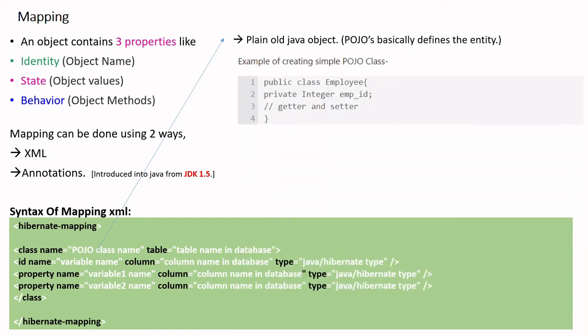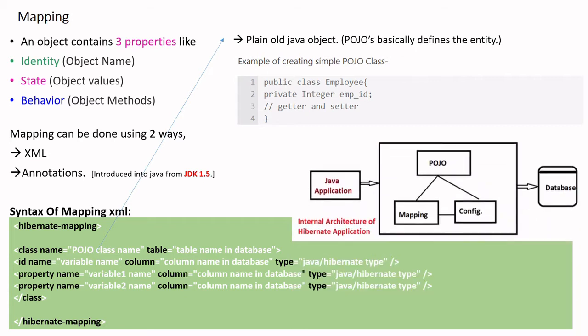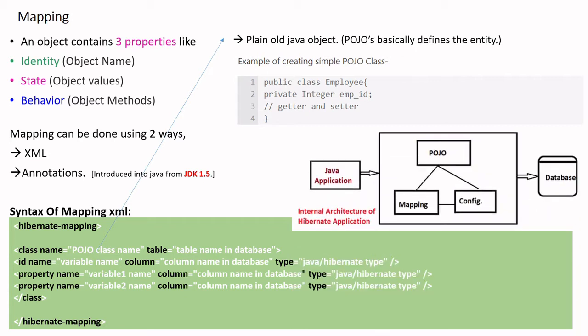Here is the example. In the POJO class, the variables inside are private, with a getter and setter. We will understand that later. Here is the architecture.